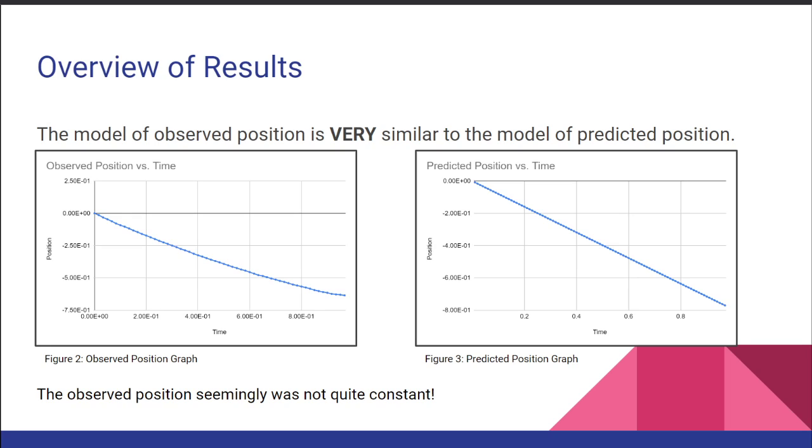As a quick overview of the results of the lab, after concluding the experiment and generating models, we can see that the observed model and the predicted model are extremely similar to one another. It's just that the observed model is not quite a constant velocity.